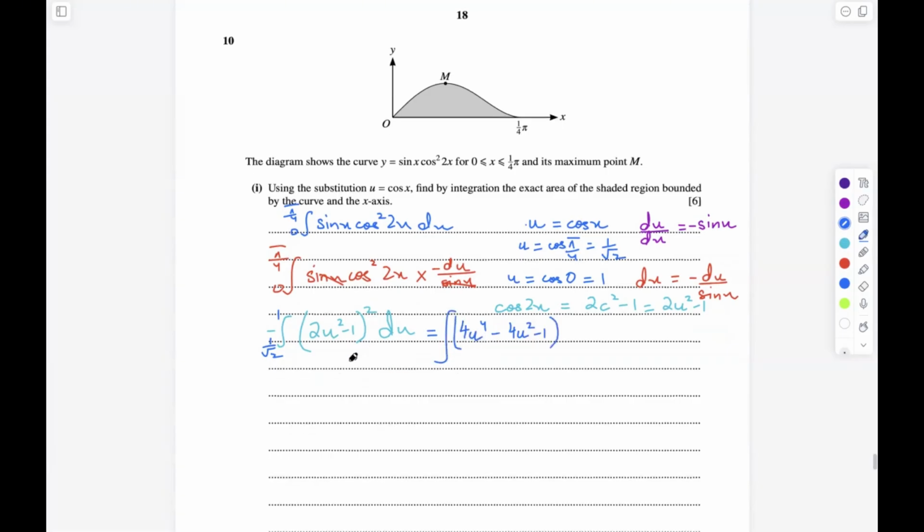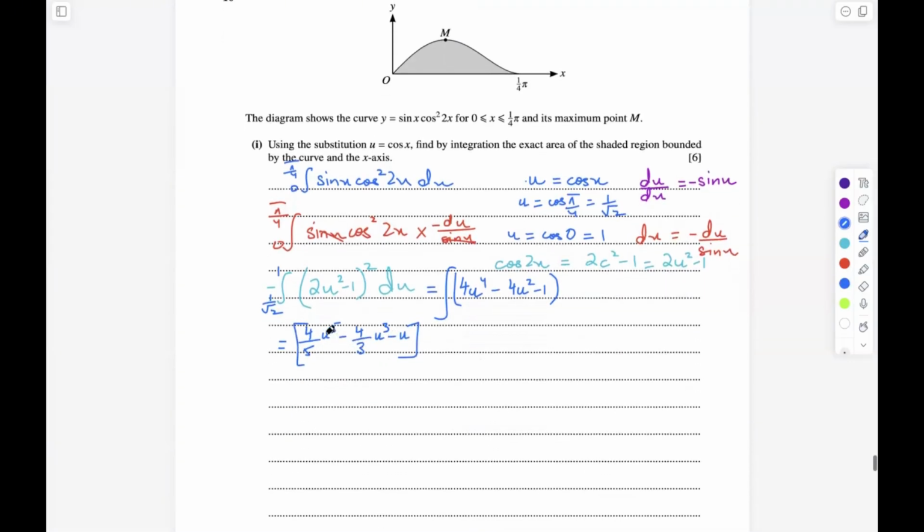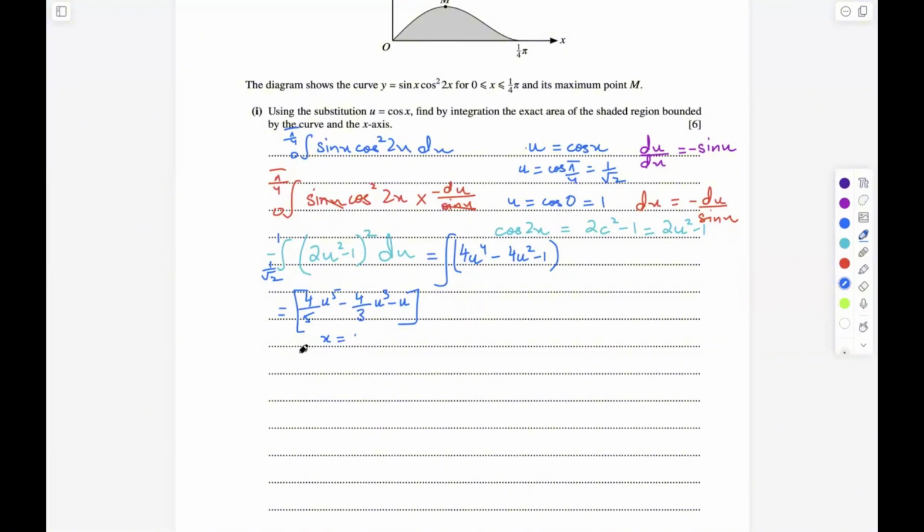And now integrating 4u to the power 4, we get 4 upon 5 u to the power 5, minus, integrating 4u squared, that will become 4 upon 3 u to the power 3, plus integrating 1, we get u. And now substituting the limits, which were 1 and 1 upon root 2, we can leave the negative sign outside as it is. Now substituting u equals 1, we will get 4 upon 5 minus 4 upon 3 plus 1. Then we substitute the lower limit, which is 1 upon root 2.